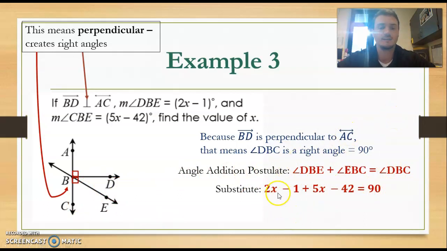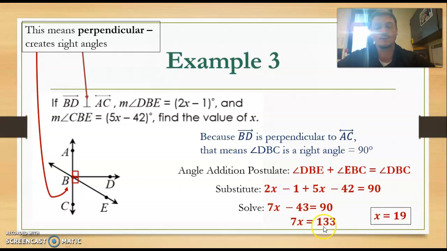Then we just combine like terms on the left-hand side. Here we'll have 7x and then minus 43, still 90 on the right-hand side. Add 43 to both sides. And then lastly, divide by 7, so x has to equal 19. Now, we could also take the 19 and plug it back in to figure out what each angle is, but this problem only says to find the value of x, so that's how we solve that.